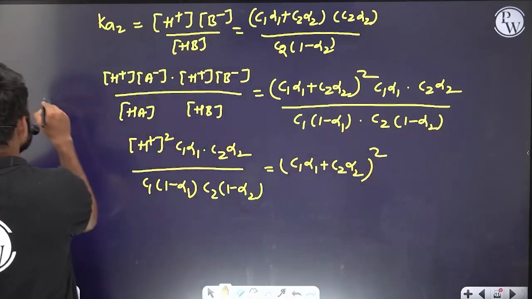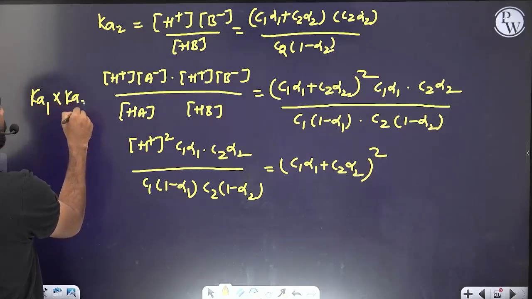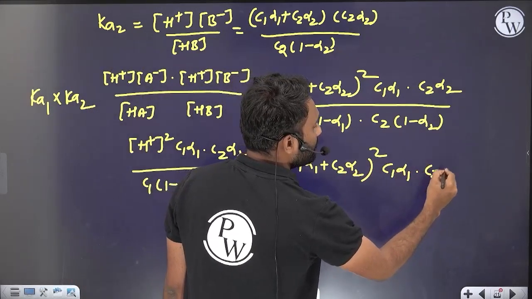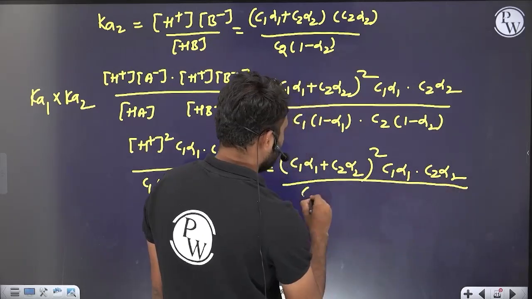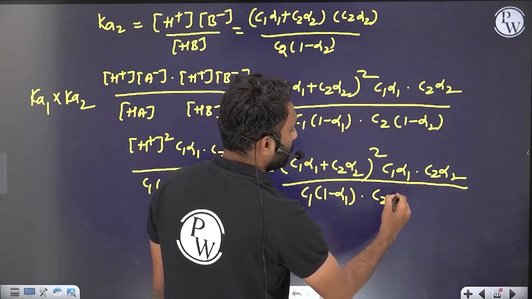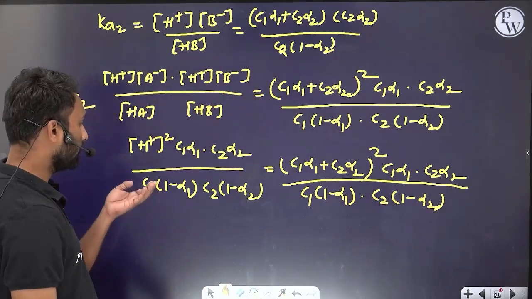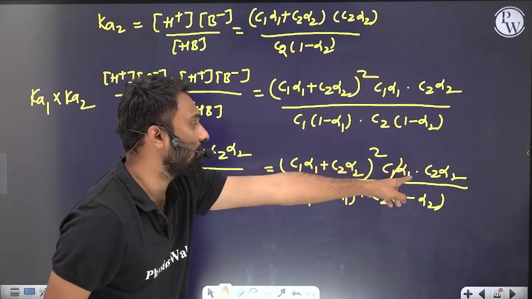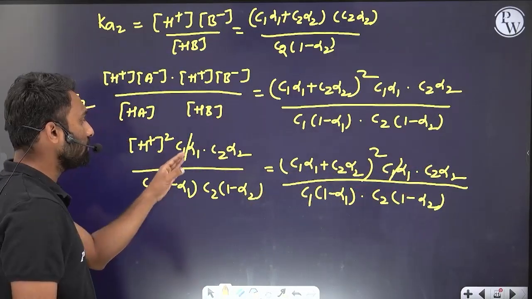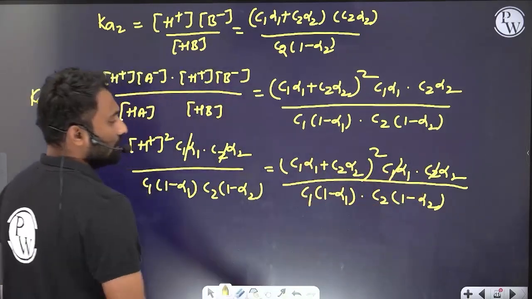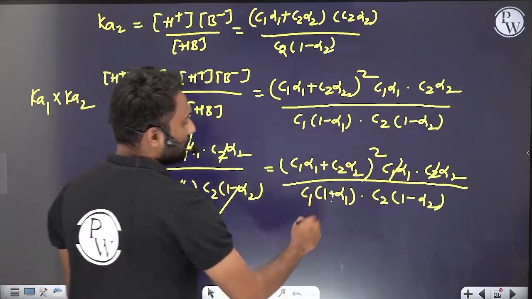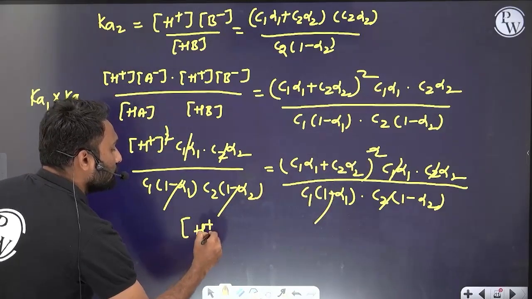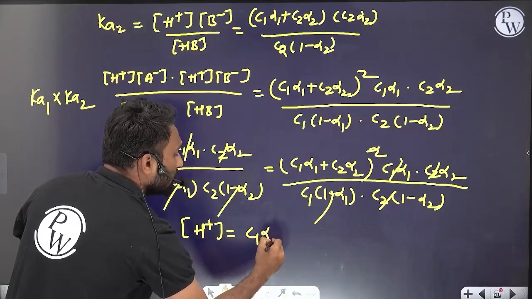Now I am doing Ka1 into Ka2. Here C1 alpha 1, here C2 alpha 2, divided by C1 (1 minus alpha 1) and C2 (1 minus alpha 2). Here C1 alpha 1 and C2 alpha 2 cancel, because I have taken them on the left side. If I take this to the right-hand side, this will cancel, and the square will also cancel. So the concentration of H plus is equal to C1 alpha 1 plus C2 alpha 2.